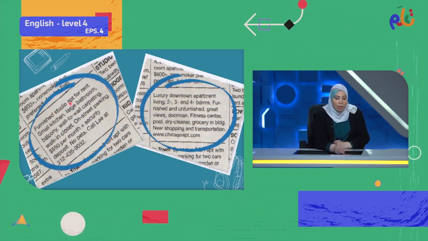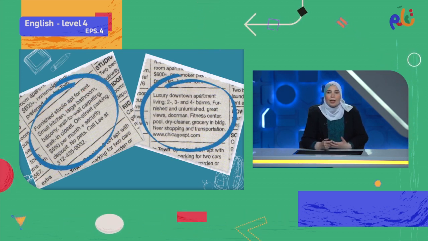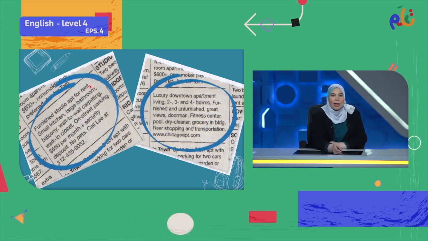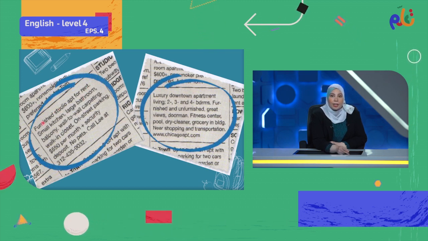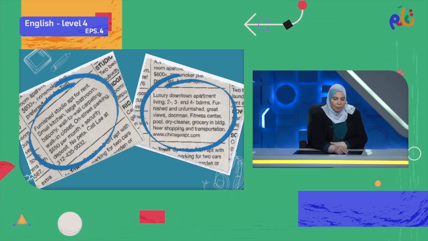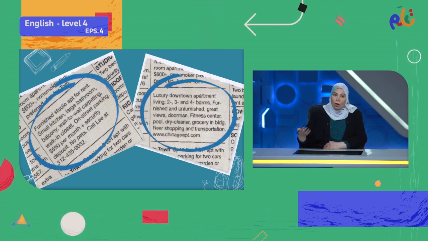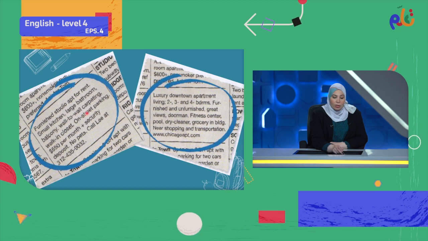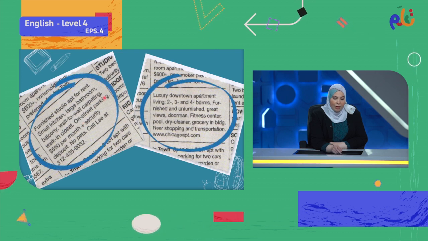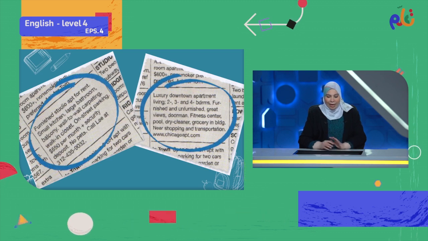So we have furnished studio apartment for rent. If I am writing an ad, I need to clarify, is it for rent? Is it for sale? So we need to clarify in the ad. So here furnished means with furniture. Small kitchen, large bathroom, balcony, wall-to-wall carpeting, which means we have carpets over the floor, walk-in closet, on-street parking, 550 per month, plus security deposit. No pets, call. So this is an example of an ad.